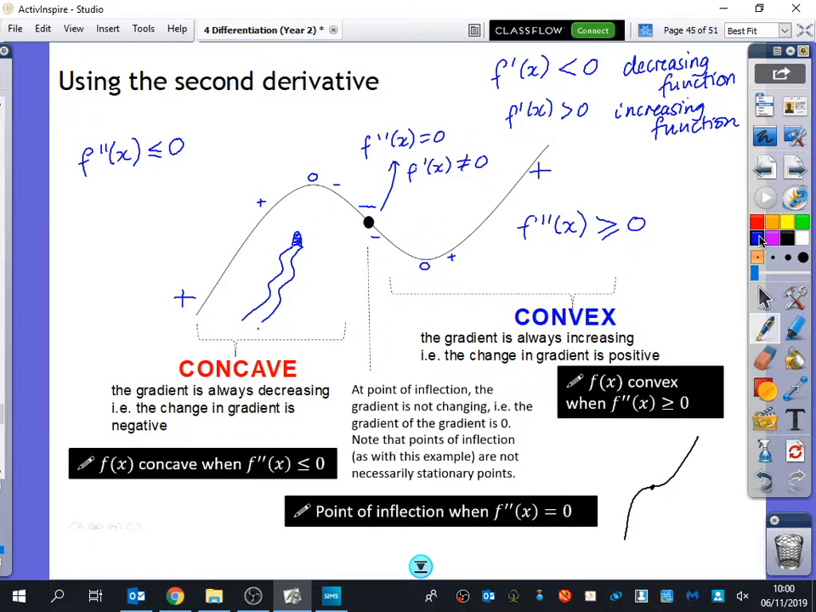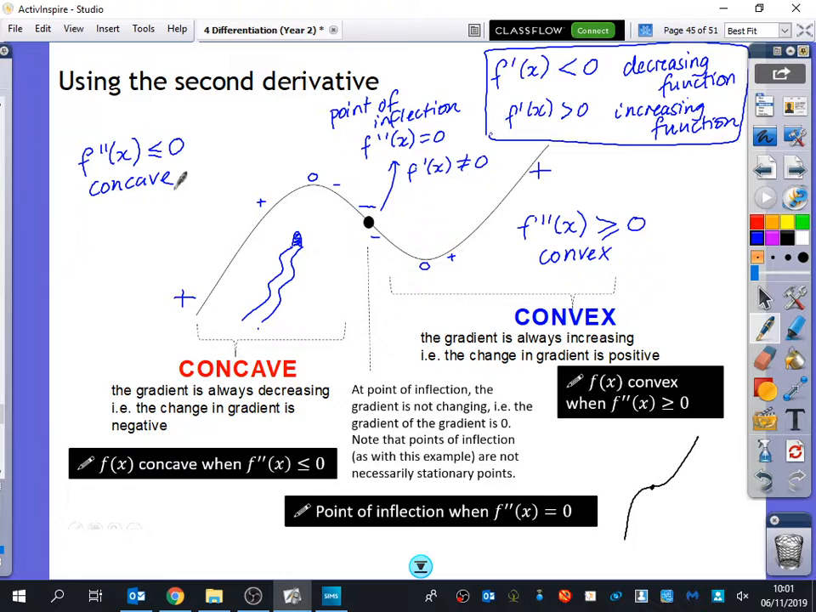The new definitions that we're adding in: if the second derivative is less than 0, then we say that it is concave. If the second derivative is greater than 0, then we say that it is convex. If the second derivative is equal to 0, we say that it is a point of inflection. Okay? This is year 12. These 3 bits are year 13. They can ask you about either of them when you have your exam.